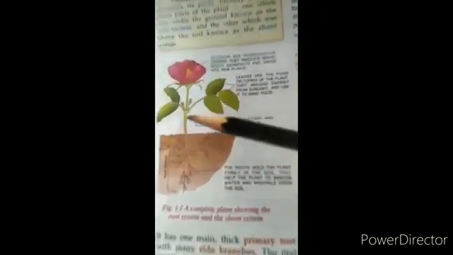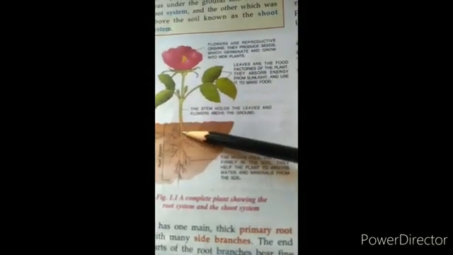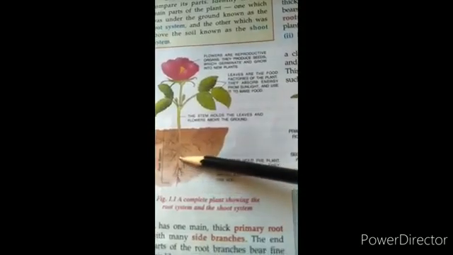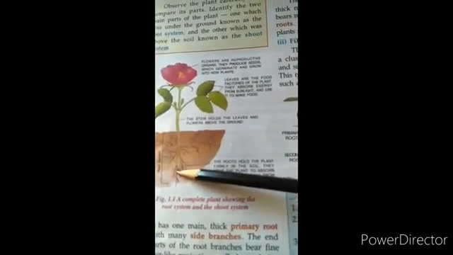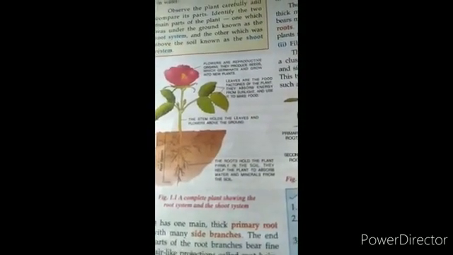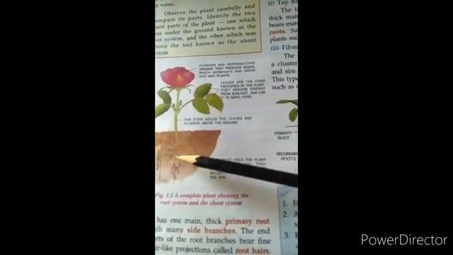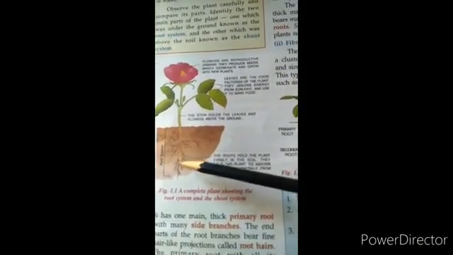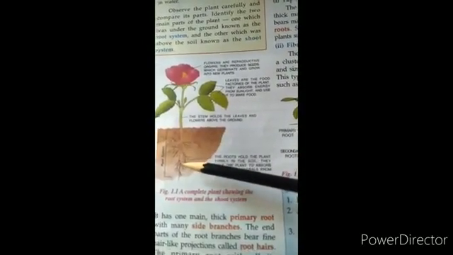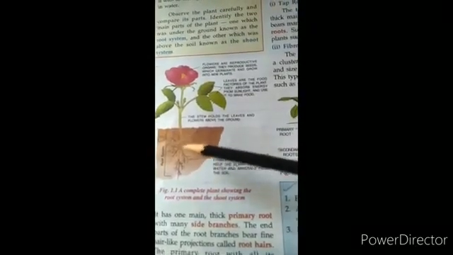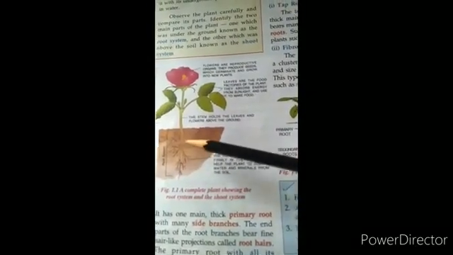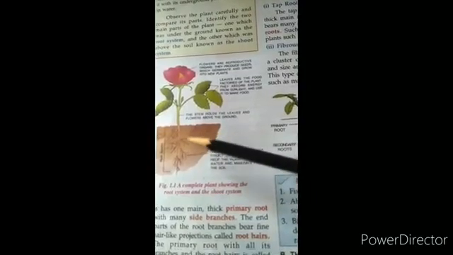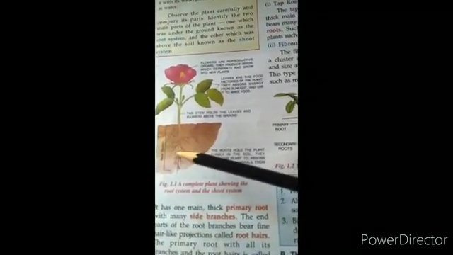So, as you see this particular root, there will be one main primary root. It will be thicker and more distinct than others. One particular root you can find here, much thicker and much more distinct, and we call it primary root. Then there will be certain secondary roots, roots that are branching out from here, or side branches we can say.